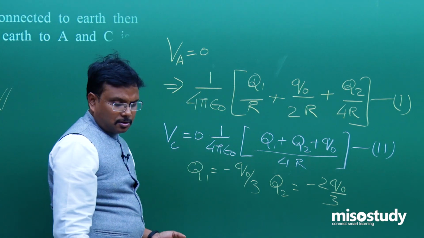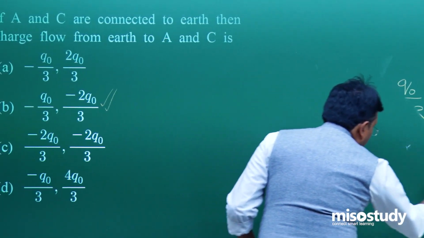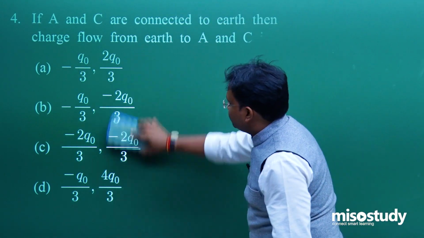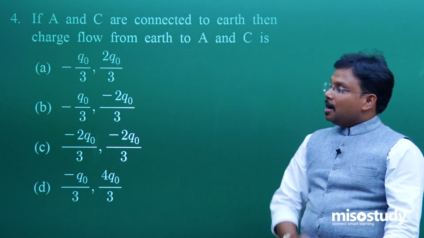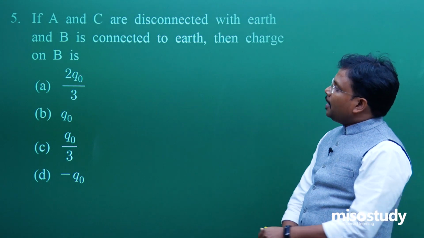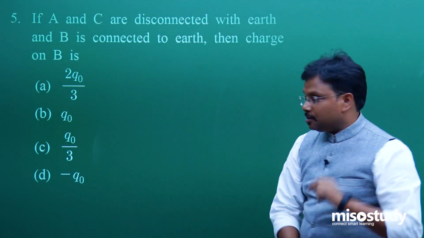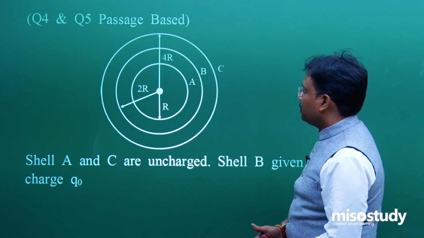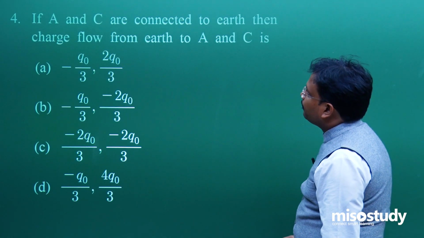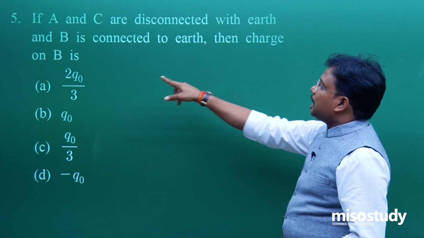So, as such, the concept is simple. The calculation is slightly long, maybe, but it is the JEE Advanced exam, so obviously some long calculations are associated. Then comes question number 5. If A and C are disconnected, now the same question. Now, no earthing, fine, disconnected from earth, and B is connected to earth, then what is the charge on B?